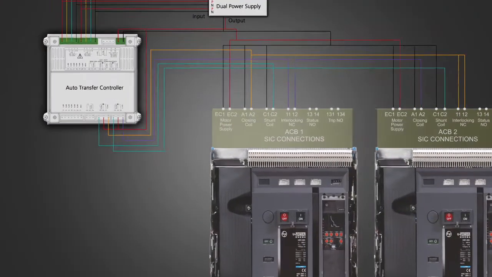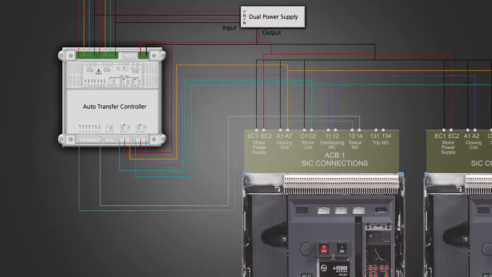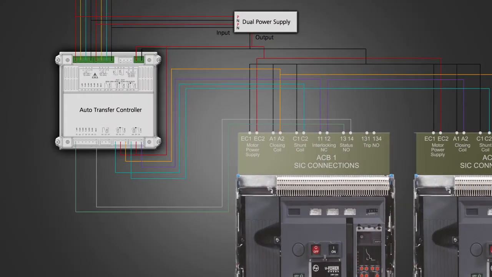NO contact, that is SIC number 13 and 14 of ACB1 connected between terminal 15 of input 1 and common terminal 21 of the controller. Trip NO contact, that is SIC number 131 and 134 of ACB1 connected between terminal 17 of input 3 and common terminal 21 of the controller.